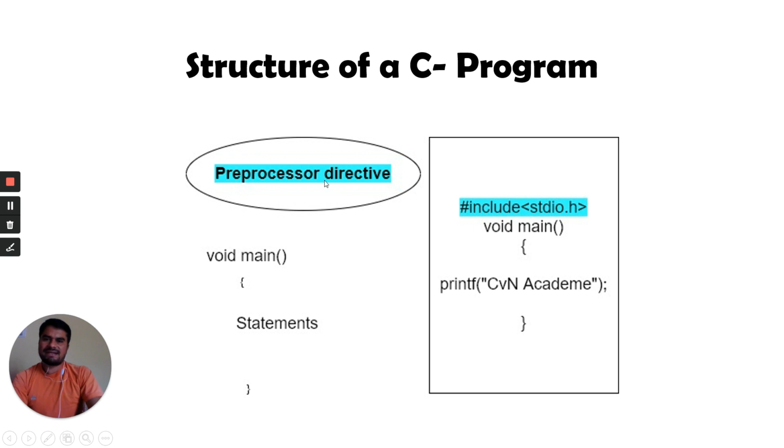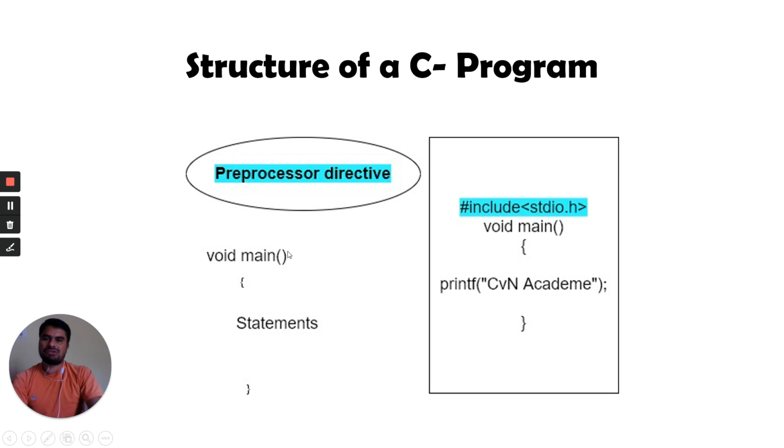Example for preprocessor directive, you can check out here: #include <stdio.h>, include standard input output dot header file. Here the content of the file will be included at the beginning of the program. That's why #include <stdio.h>, input output dot h. Then void main. It is called the calling function in a program. It calls other functions to perform their tasks.